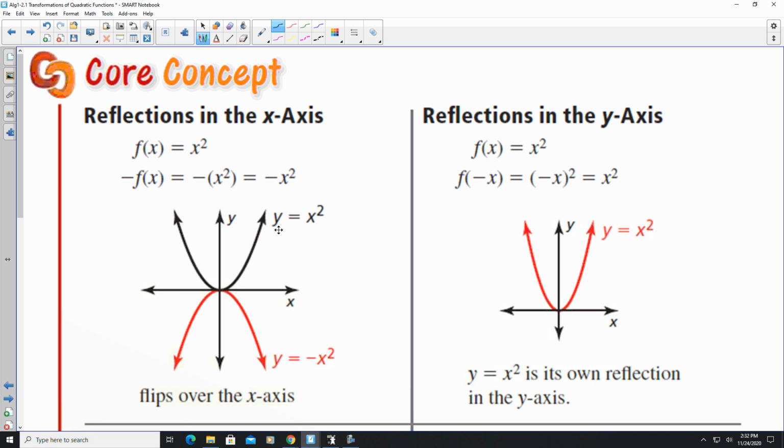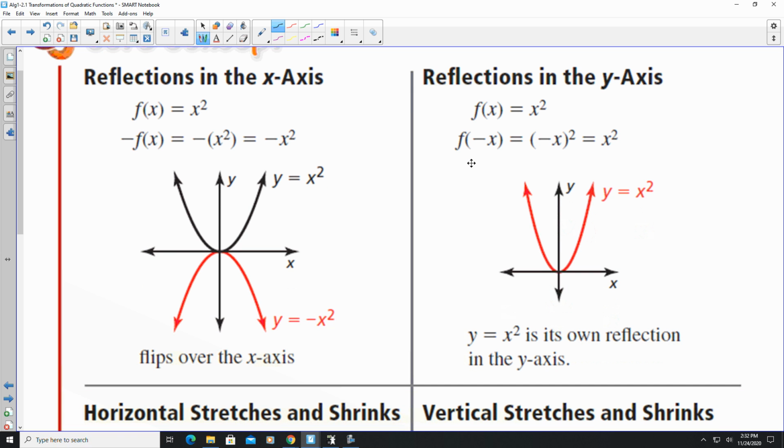Anytime our graph is reflected over the x-axis, it just means we have our upside down U shape. Anytime our graph is reflected over the y-axis, in this particular instance, it appears symmetrical.